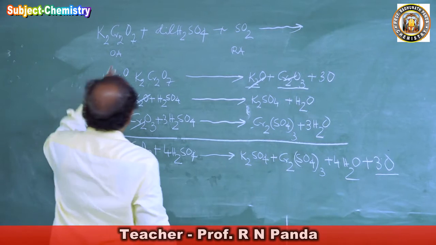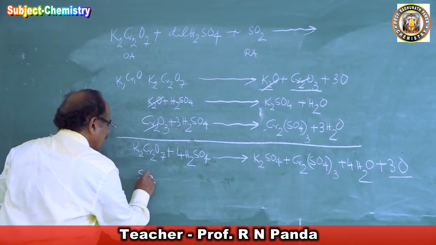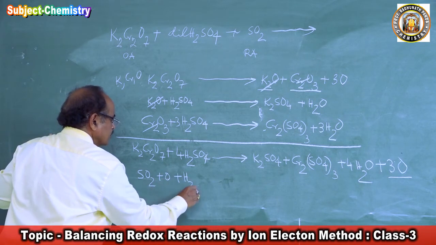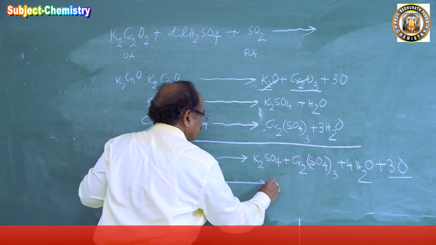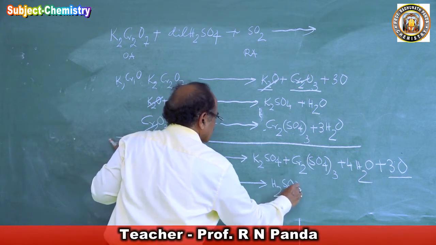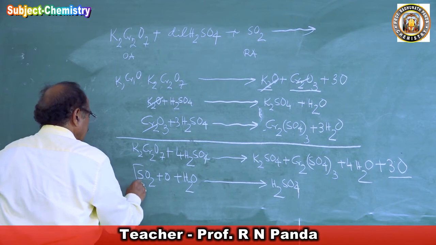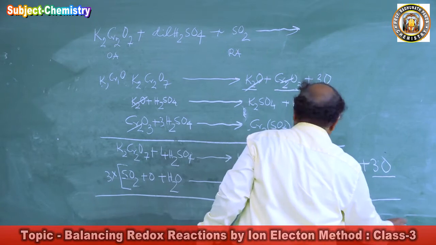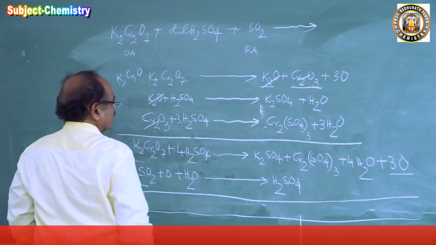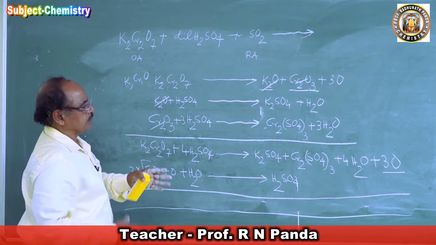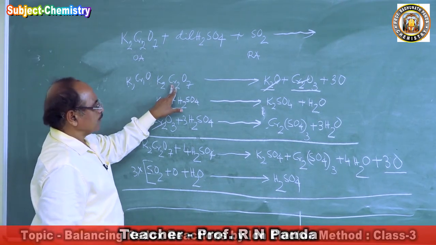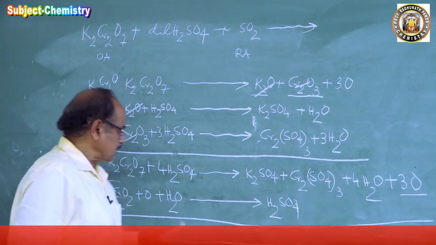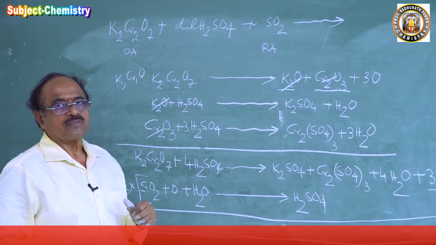So this O will now react with sulfur dioxide. Sulfur dioxide plus O plus water forms sulfuric acid. And since we have 3 oxygen here, we multiply this by 3 and add to get the reaction. So we got the equation. So what is happening actually? For the oxidizing agent, potassium dichromate is becoming chromic sulfate, and sulfur dioxide is becoming sulfuric acid.